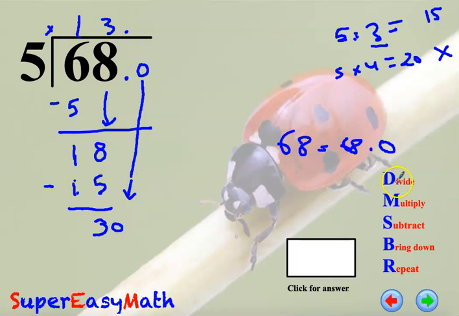and repeat our process. So divide, how many 5 we have in 30? We have 6 5. Multiply, so 5 multiplied by 6 equal to 30. Subtract, 30 minus 30 equal to 0. Now our remainder is equal to 0, then the division is over. So 68 divided by 5 equal to 13.6.